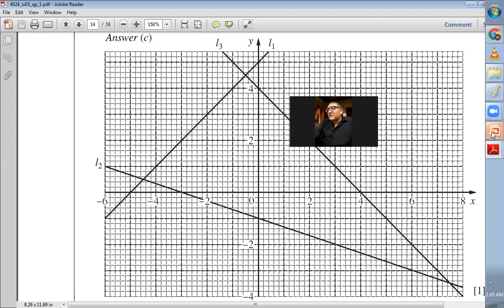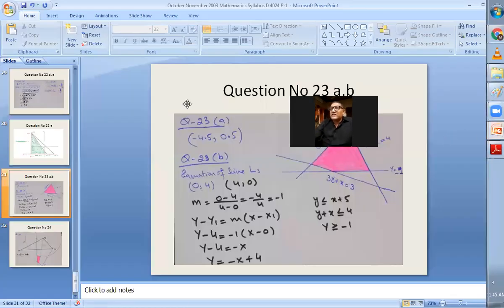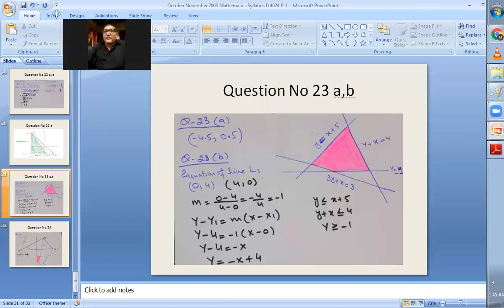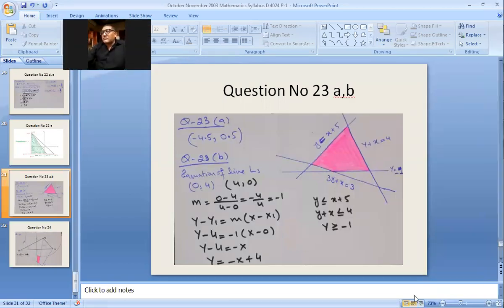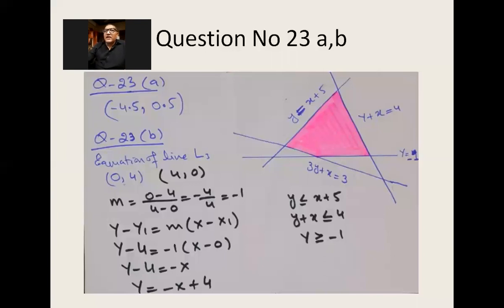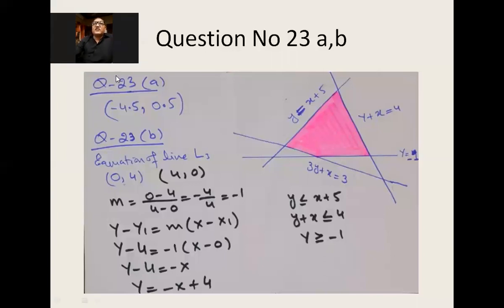Here you see I have written this answer, minus 4.5 comma 0.5. That's question number 23 part A. And this answer is coming from that graph. Okay. So hopefully you understand this: the point of intersection of line 1 and line 2 gives the solution of their simultaneous equations.